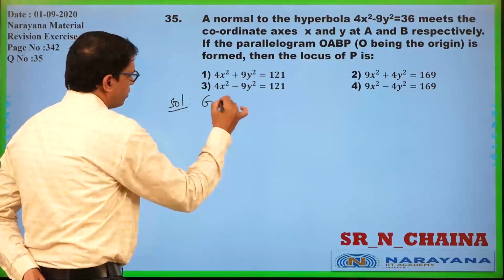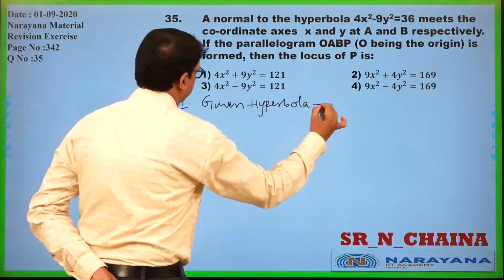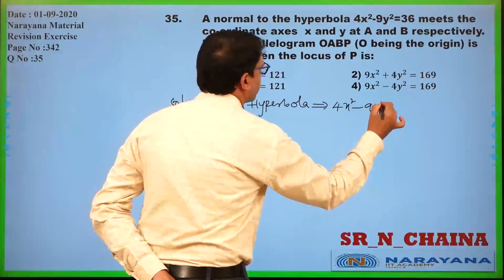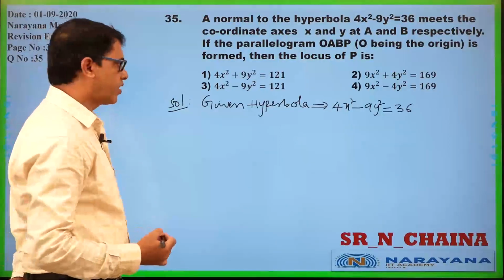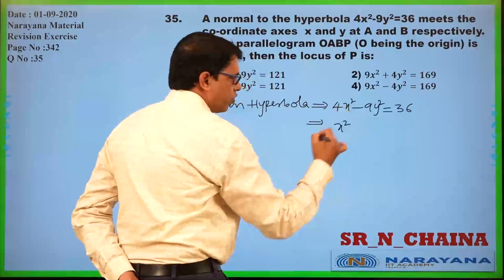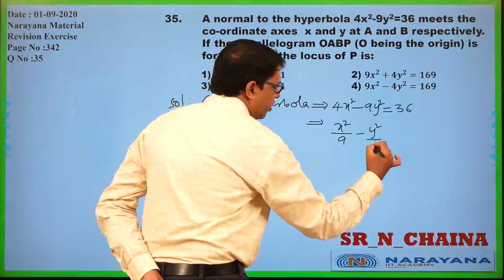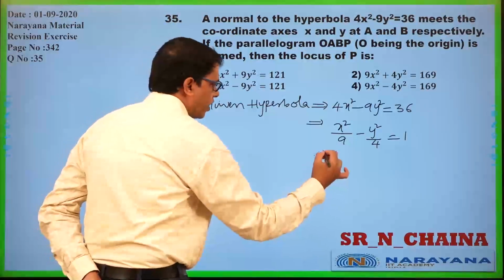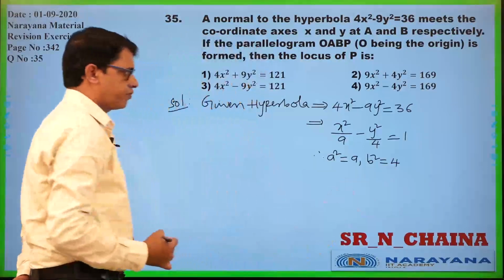So given hyperbola implies 4x square minus 9y square equals 36. So bring into standard form, dividing by 36, that implies we get x square upon 9 minus y square upon 4 equals 1. So therefore a square value 9, and b square value 4.